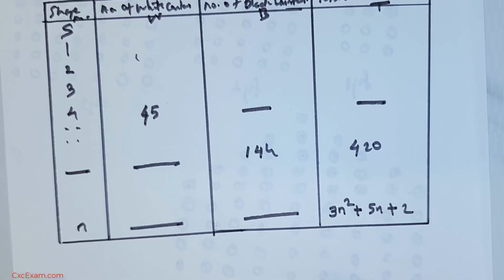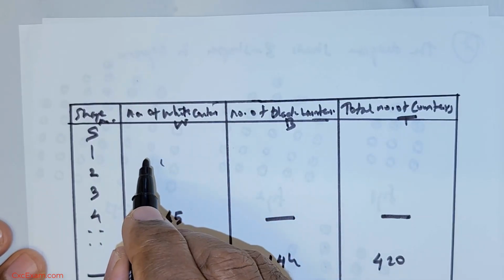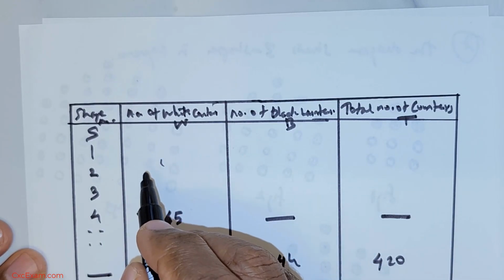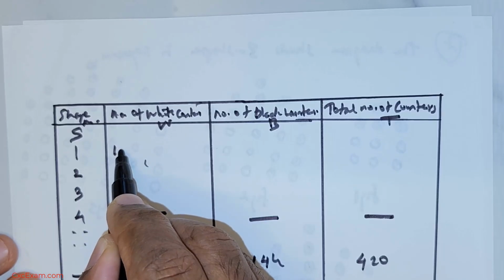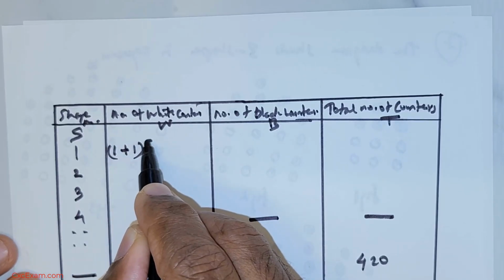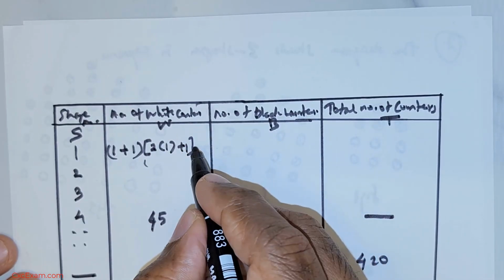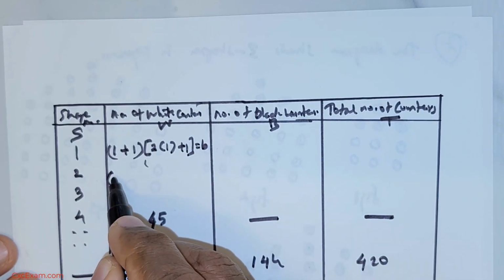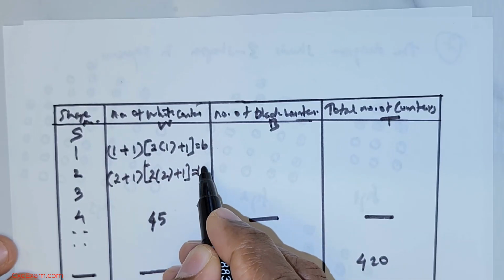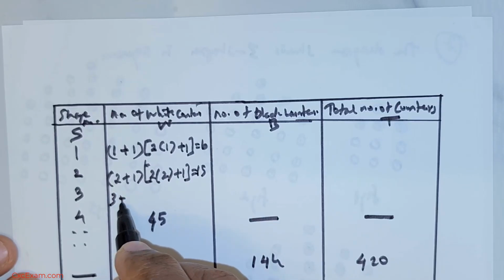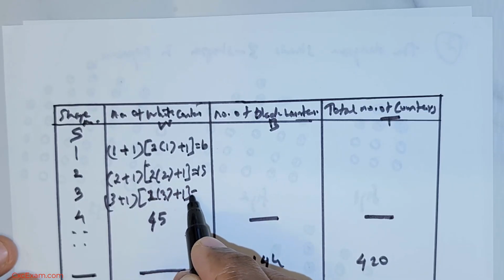Okay, so let me fill up these values. So this is what is given in the question. It's given in the question 1 plus 1 times 2 of 1 plus 1, and that value is 6. Next one, 2 plus 1 times 2 times 2 plus 1 is equal to 15. And for the third one, 3 plus 1 times 2 times 3 plus 1 is equal to 28.